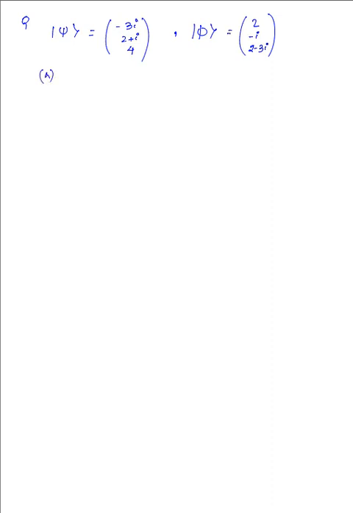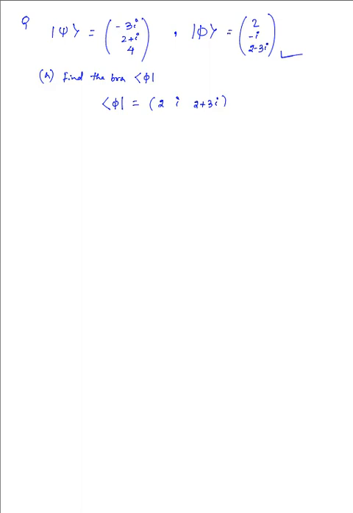Now the first thing we need to find is the bra phi vector. For that, as I mentioned, it is nothing but the row matrix, so we take the transpose of it, and the complex terms are taken the conjugate of. So we have 2 plus i and 2 plus 3i, from what we have learned.